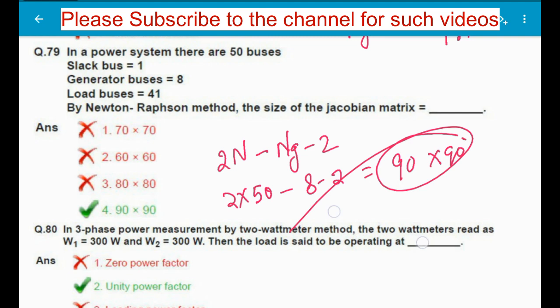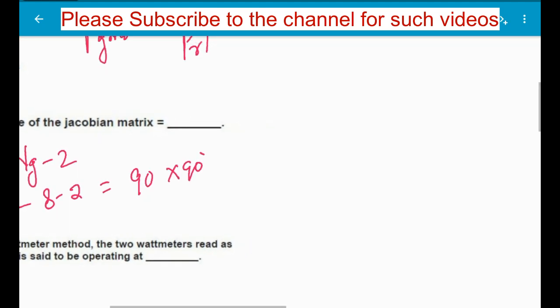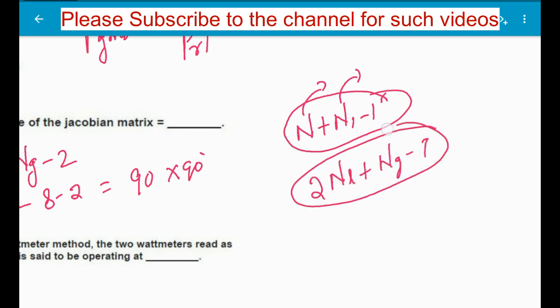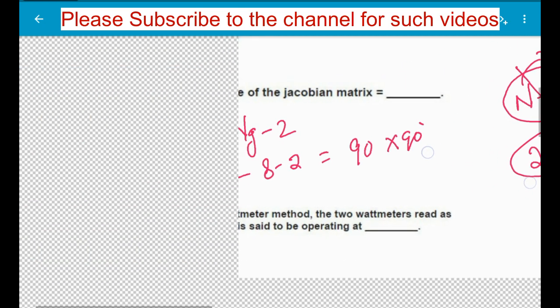Somewhere you will also find the formula like this. The Jacobian matrix n plus nl minus 1, where n is the total number, nl is the load bus, and minus 1. And also you will find 2nl plus ng minus 1. This is also a formula, but this formula is not considering the slack bus. So this formula is also correct, but this is the actual formula.